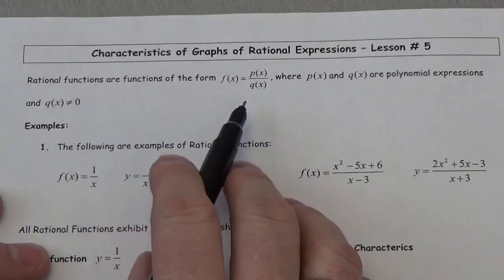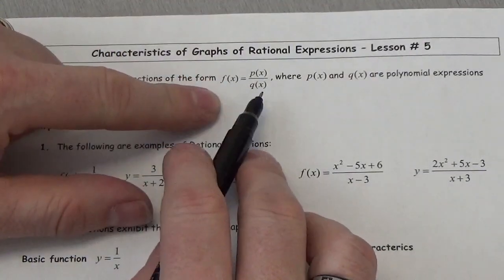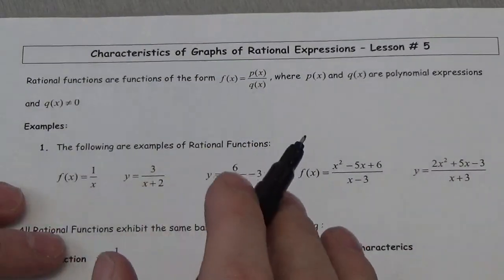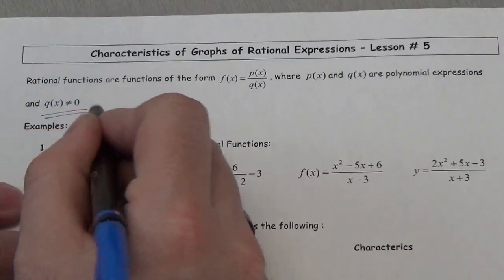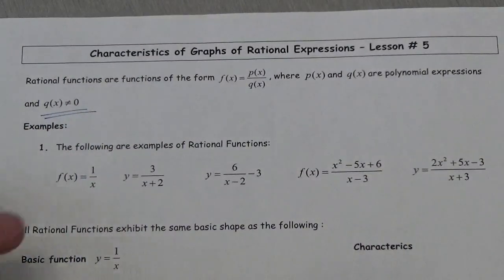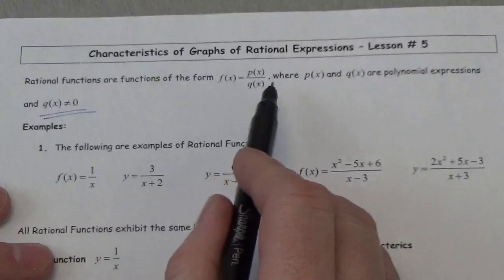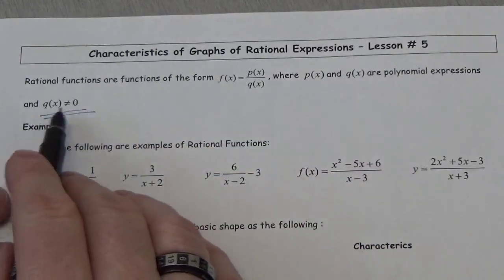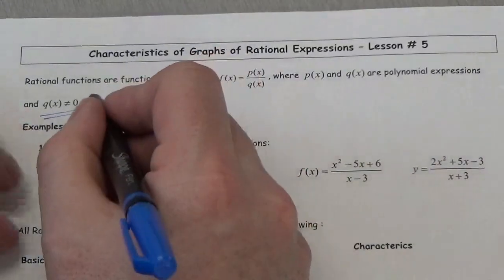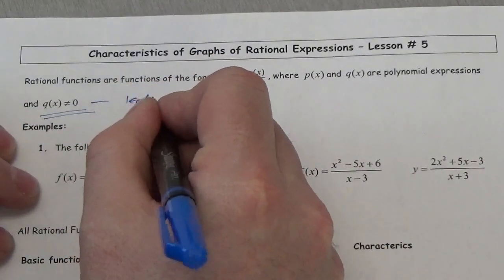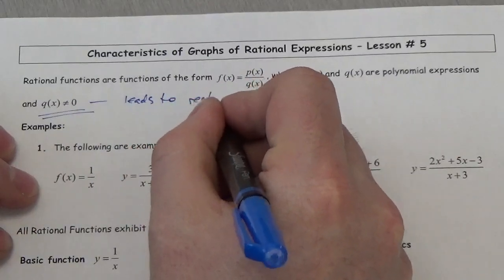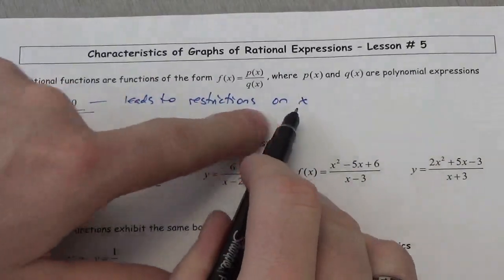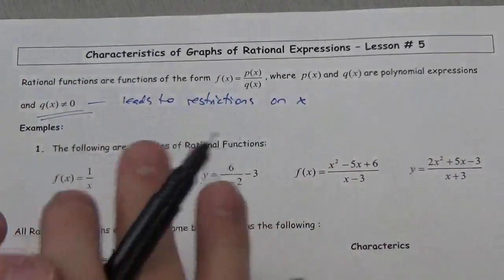And what we mean by rational function is something of the form p of x over q of x, where p of x and q of x are both polynomial expressions. Except, remember the one thing here, you can't divide by 0. So what that means is we cannot allow values of x that would cause this function to go to 0. So here's the restriction, and this leads to restrictions on x. Whatever values of x would force q to go to 0, I can't use those.